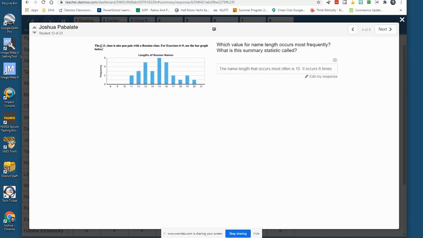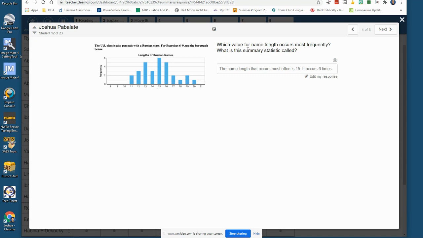Okay, new situation. The US class is also pen pals with the Russian class. For exercises 6 through 9, use the bar graph below. So here are the lengths of the Russian names. Now we're not using dots, we're using bars. Which value for name length occurs most frequently? What is the summary statistic called?